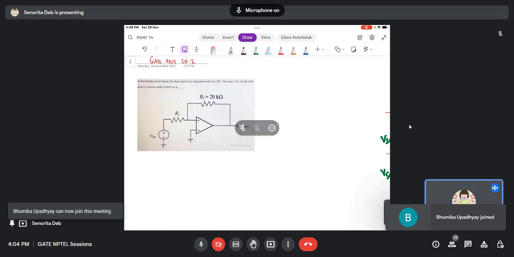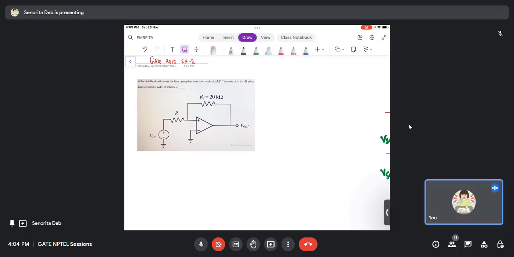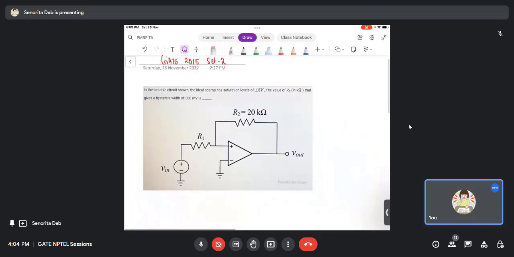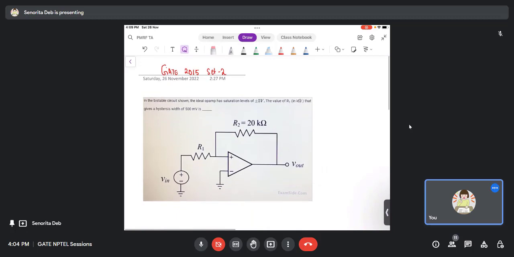Since people are still joining, I'll wait for 1 more minute and then we can start with this question, which came in GATE 2015 set 2, and it's related to the Schmidt trigger concept. You can read the question by that time.